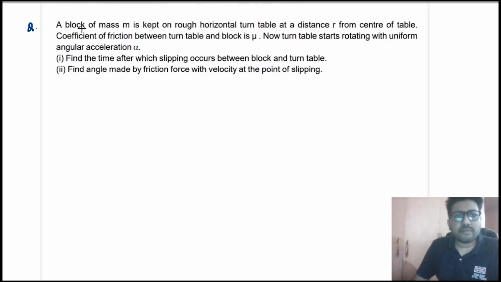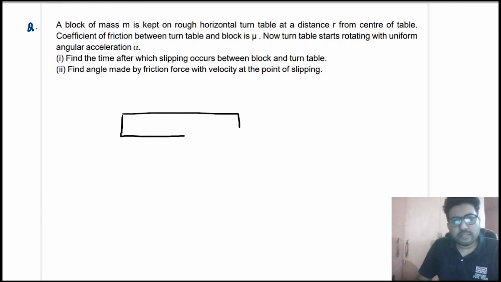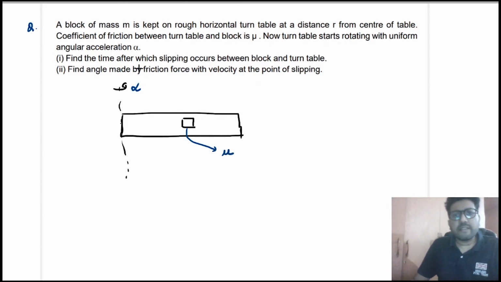Now in this next question, it is given that you have a block of mass m which is kept on a rough horizontal turntable. So suppose this is a turntable and this is rotating about this axis and the block is placed here, and this turntable is rotating with a uniform angular acceleration alpha. The friction coefficient between the block and the turntable is mu. Then the first part of the question is find the time after which slipping starts between the block and the turntable.